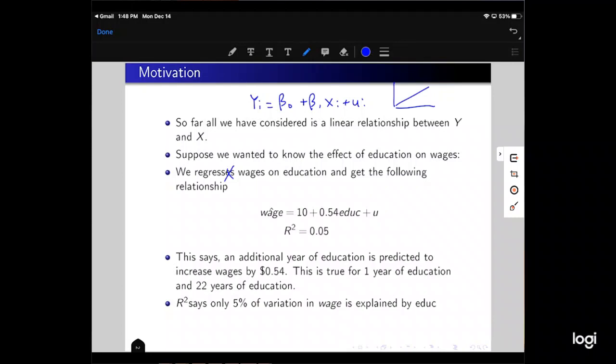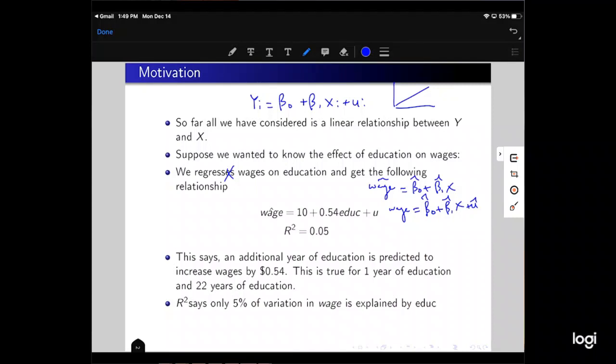What is my error in this equation? Well, we know that we can write the sample regression in two ways. We can write it as the predicted y variable as a function of the x variable, or we can write it as the data points without the hat, wage without the hat, as a function of the regression equation plus the residuals.